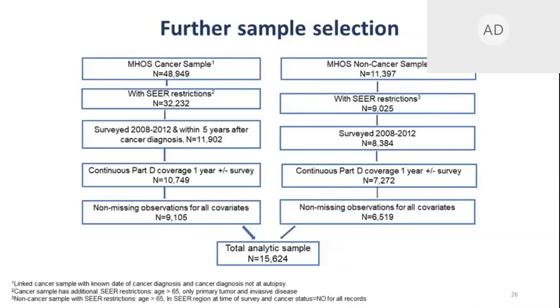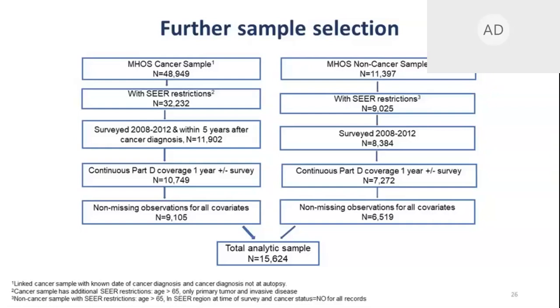So, further sample selection: we started out with 48,949 in the total Emhoff cancer sample. After these are patients who have cancer that's linked to Emhoff, known date of cancer diagnosis, etc. And then when we require that they be age over 65, because we wanted to focus on older adults, and an invasive tumor, we come down to 32,000. When we put our time frame in there of when they're surveyed in relation to the cancer diagnosis, it drops down to about 12,000, etc.